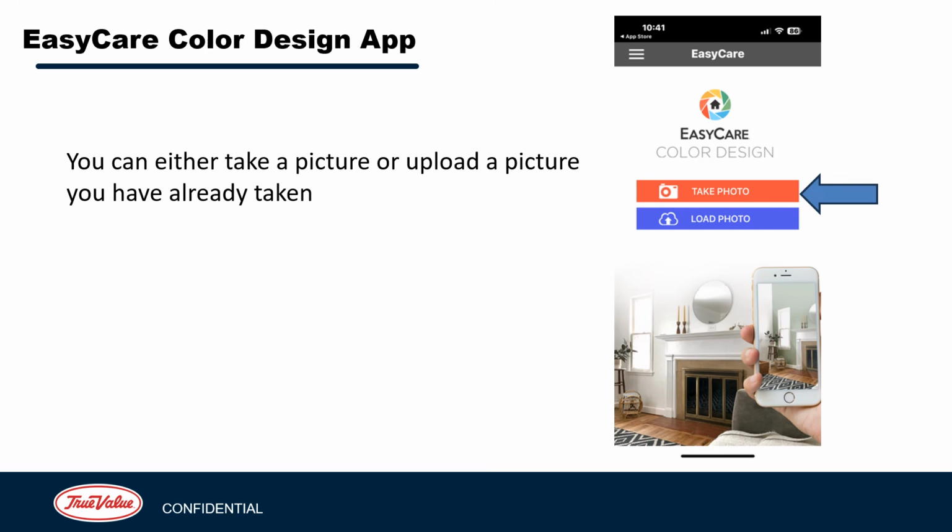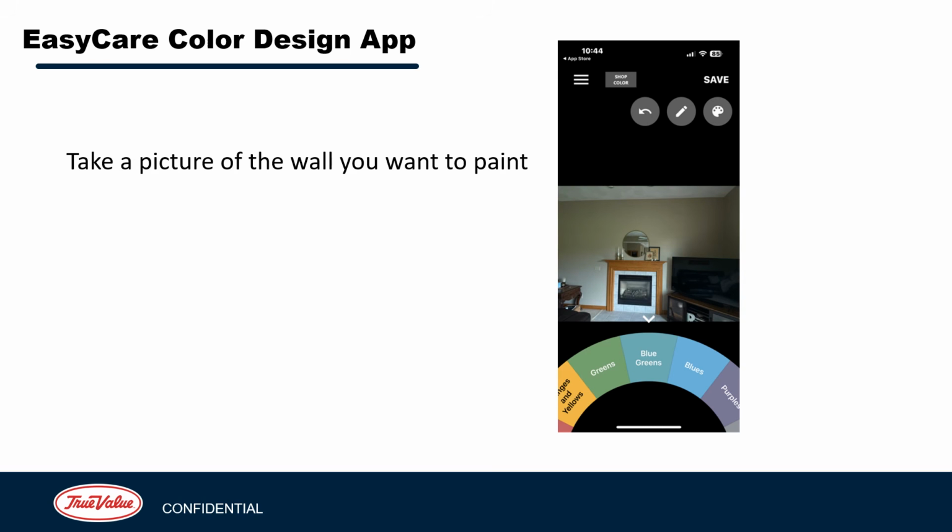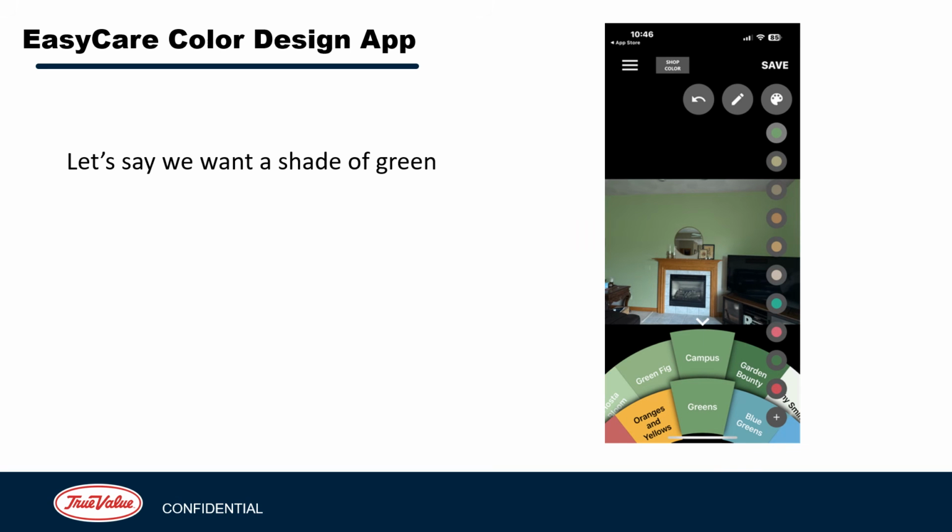Once you open the app, you can either visualize a picture that you already have on your phone or one that you take now. For this demo, we're going to take a picture. Start by taking a picture of the area that you want to paint. So now that we've taken our picture, let's see what some colors look like.